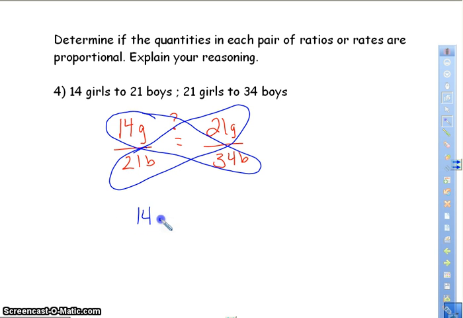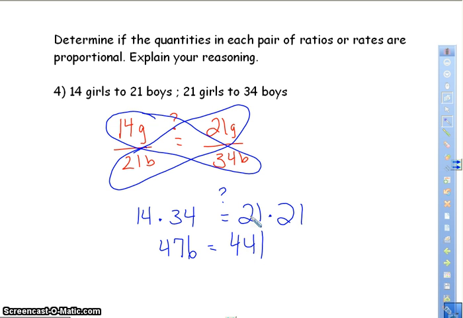So I'm going to take 14 times 34, and I want to know if that equals 21 times 21. On my calculator, I plug in 14 times 34. That is 476. Then I'm going to do 21 times 21. That is 441. So, are these proportional? The answer is no, because they are not equal. Therefore they are not proportional.